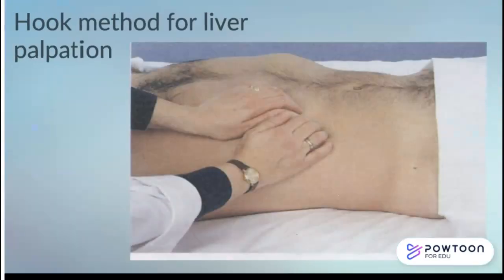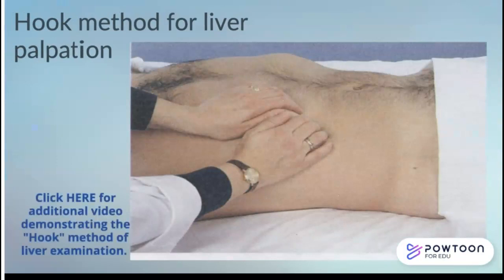Another technique which may be helpful with obese clients is the hook method. You place your fingers at the edge of liver dullness when you percuss, and as the client takes a deep breath, you slowly move your fingers up to feel for the liver edge.